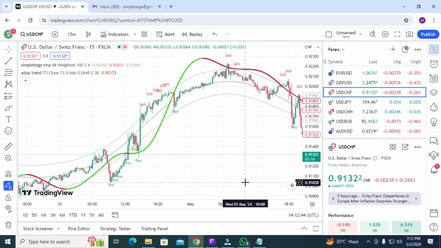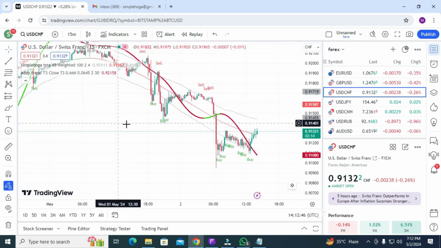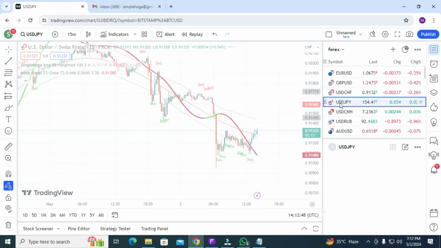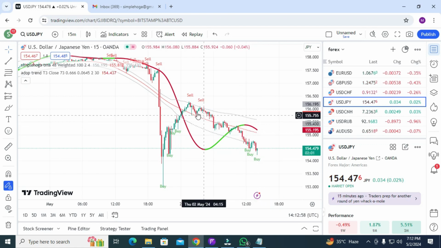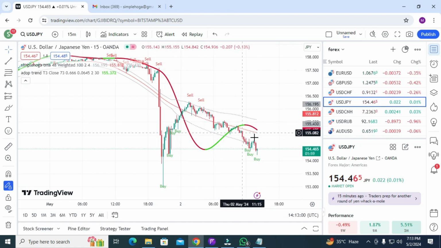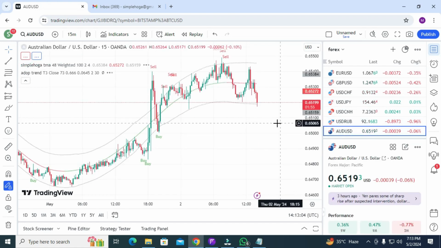I need to show you one more magic indicator. You can see this indicator's signals do not come late. They come on time. That is the purpose of showing you this: the candle signals are not coming late. Okay, AUD USD.